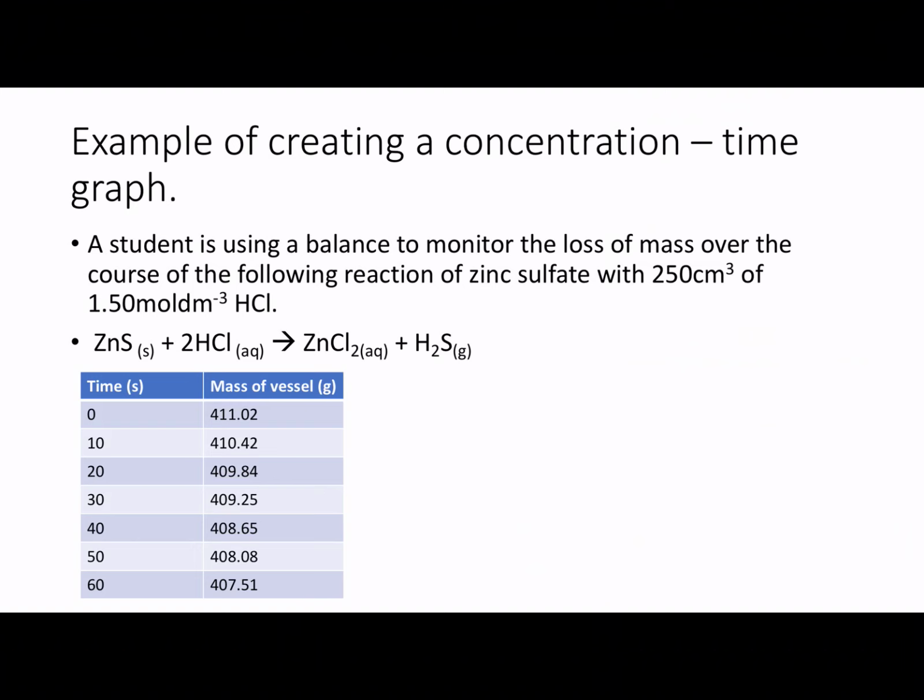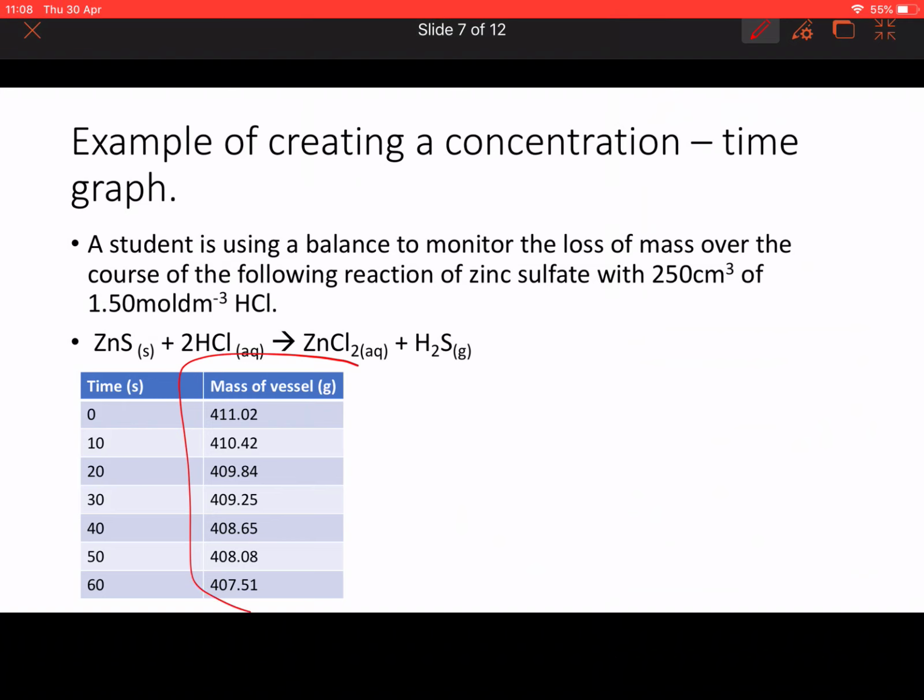Now, it's all well and good saying that we want to use concentration time. We want to turn those into graphs, and that sometimes is easier said than done. Okay, so if we had this example here, a student is using a balance to monitor the loss of mass over the course of the following reaction of zinc sulfide with 250 centimetres cubed of 1.5 molar HCl. We need to turn these masses into concentrations of hydrochloric acid.